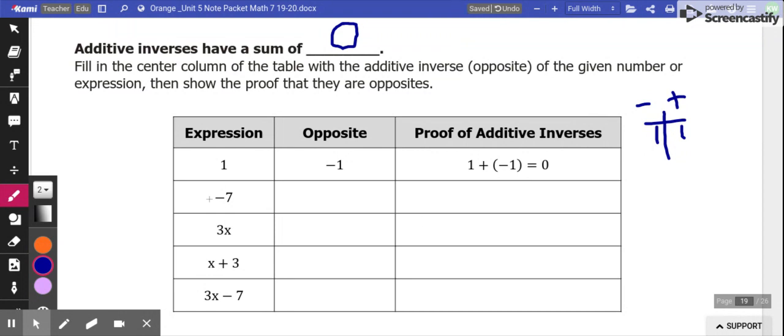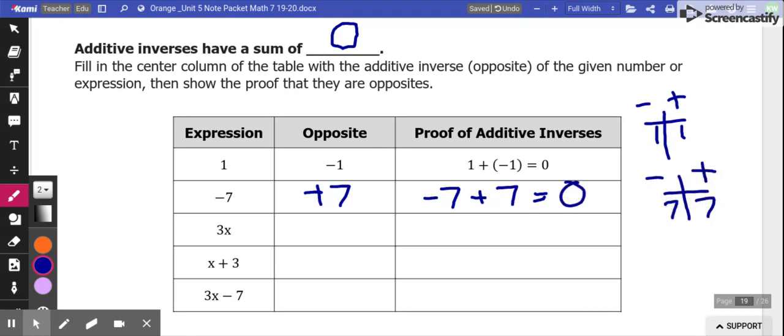So if I have the expression -7, the opposite would be +7, because -7 and +7 equals 0. If I made a scoreboard, -7 and +7 would be 0. That means that they are additive inverses. They are opposites. So the additive inverse of positive 3x is -3x. And your proof should be that positive 3x and -3x would be 0.